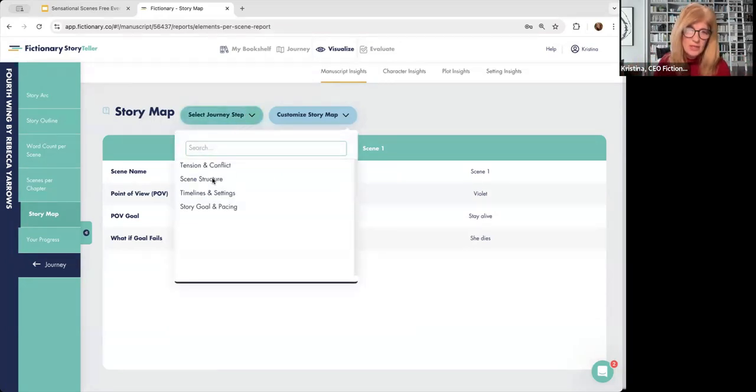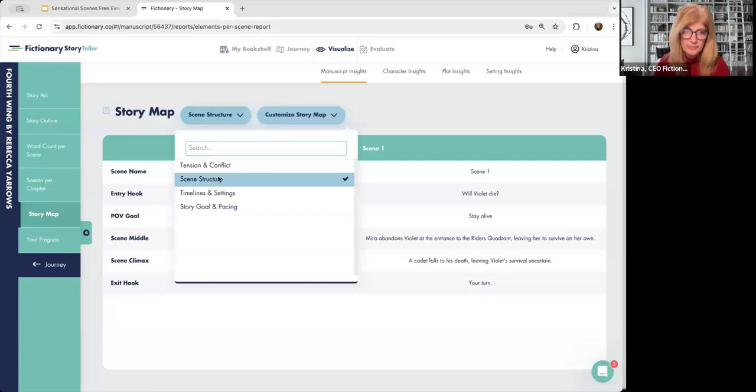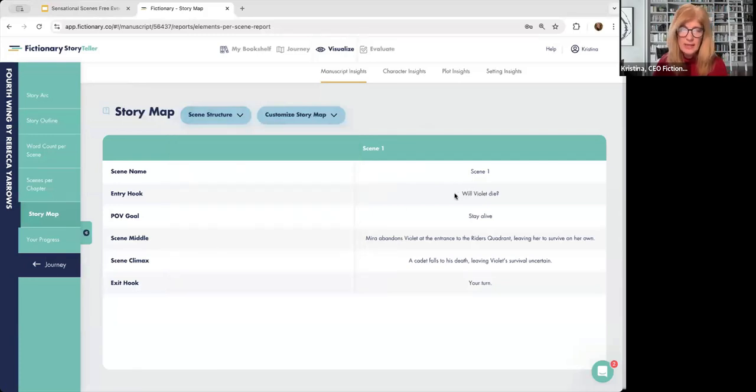And then if we go to scene structure, we see the hook: will Violet die? Goal, stay alive. Scene middle, Mira abandons Violet at the entrance, and she's got to survive on her own. The climax, the cadet falls. The exit hook, "Your turn." And so now Violet has to go.